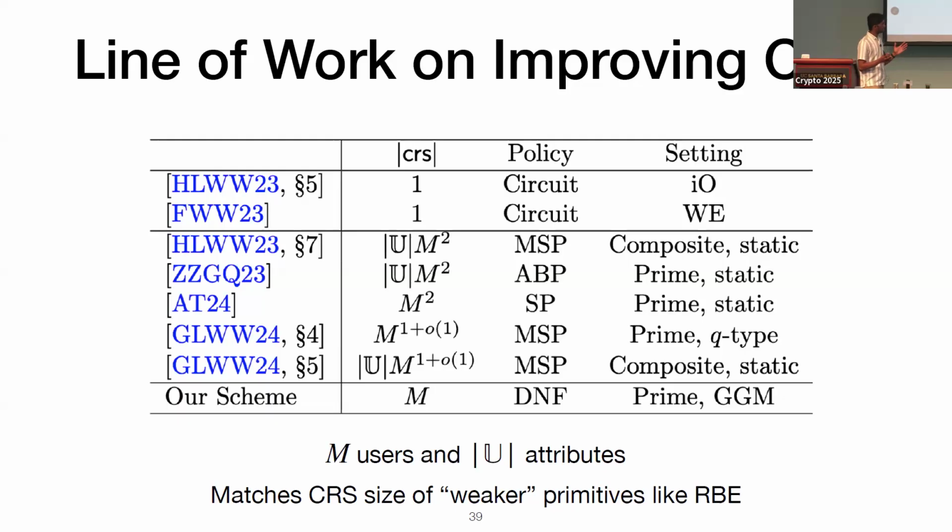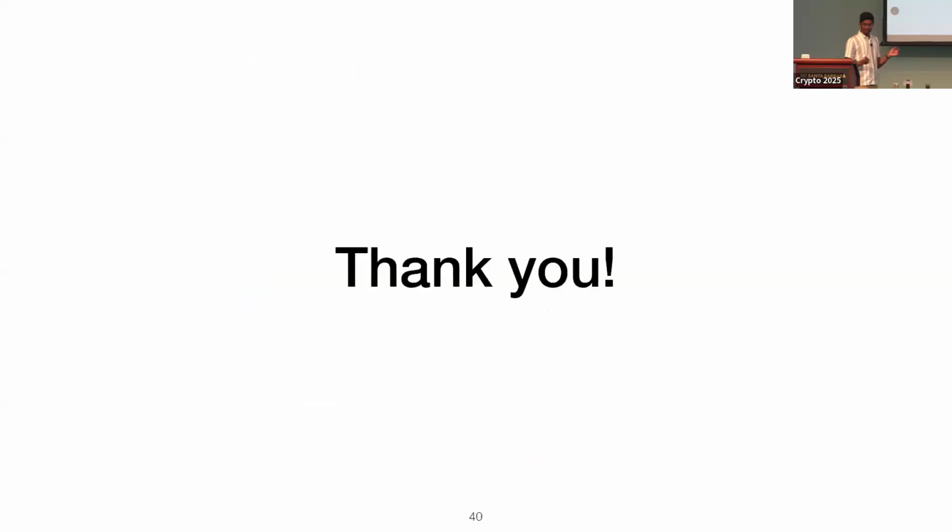And the way to interpret this result is not that, okay, this is the end goal, but I would say this shows that you can actually achieve linear-sized CRS in registered ABE. And now you can take the insights from our framework to say, okay, how do I take these ideas and actually build a registered ABE with a truly linear-sized CRS? Okay, thank you for listening.